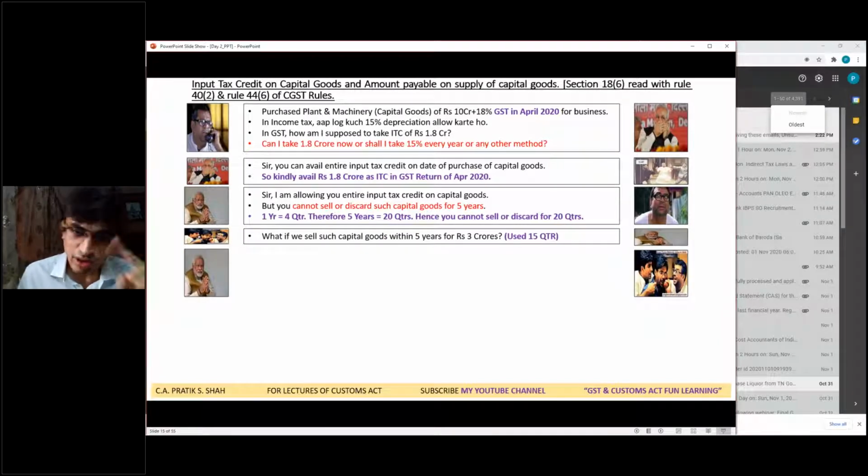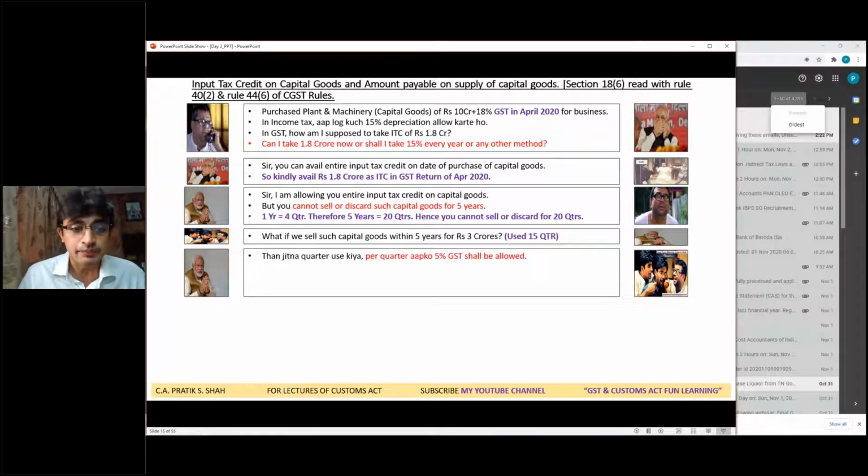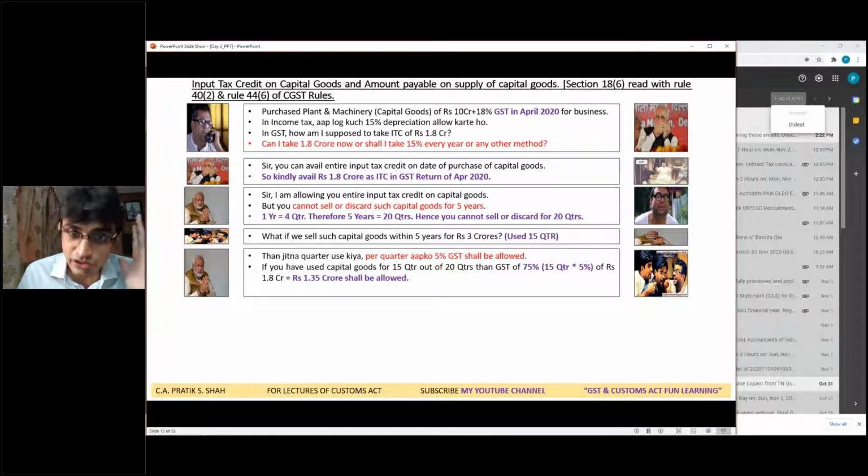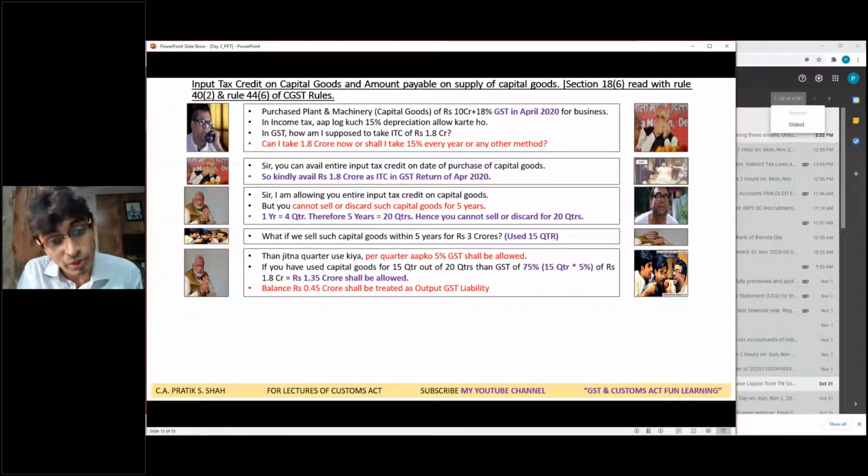What if you sell within 20 quarters? What does the government say? You avail on day 1, but if you sell, then per quarter 5% shall be allowed. So if you have used it for 15 quarters, 75% shall be allowed. The remaining 25% you are required to pay, because your ITC shall be reversed. You need to pay 0.45 crore. Understood? So 1.8 crore into 75%, 1.35 shall be allowed. 1.8 into 25%, 0.45 crore shall be reversed.